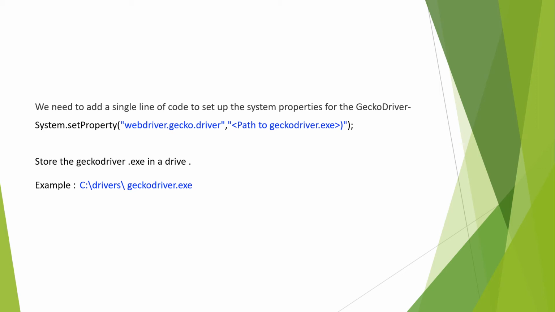Now to the main concept of the video: using the system property for the Gecko driver in the test script. The syntax is simple. It's System.setProperty, and within double quotes webdriver.gecko.driver, followed by the path of the Gecko driver file. In our case it is C drive followed by geckodriver.exe. So let's have a look at the code.